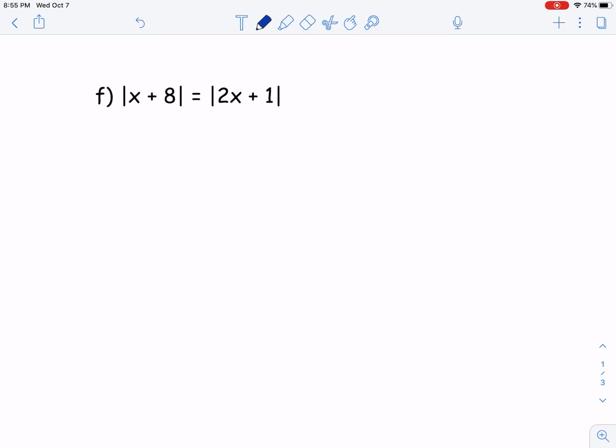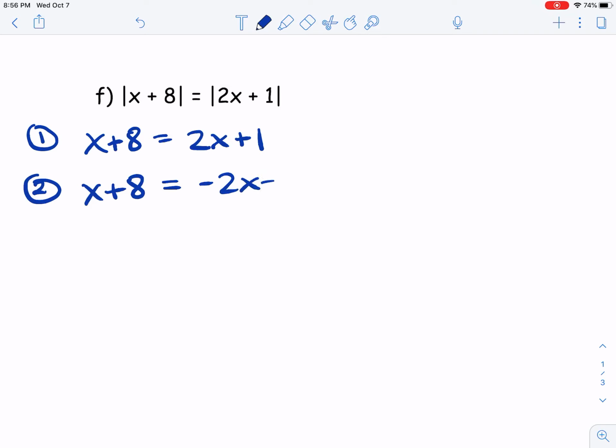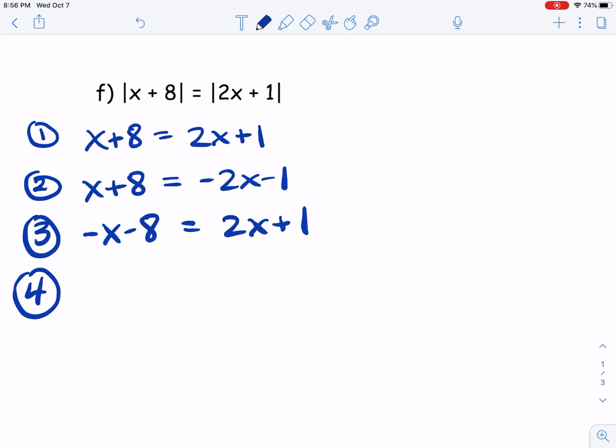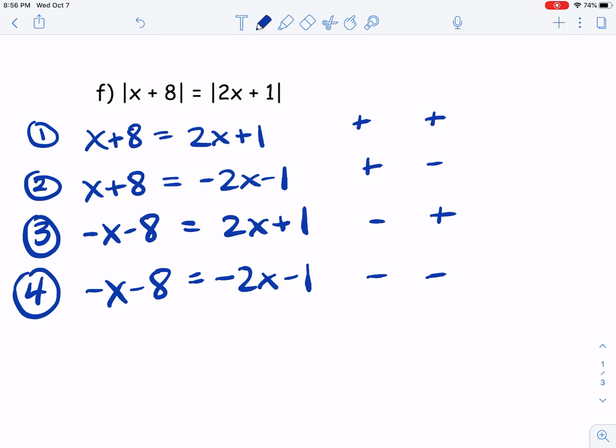So here we go. The first thing that I could do is take the positive of the first and equal it to the positive of the second. That's one thing. Let me just count out real quick. The second thing I could do is take the positive of the first and equal it to the negative of the second. Third thing I could do is take the negative of the first and the positive of the second. And the fourth thing I could do would be to take the negative of both. Those are my four options. This was positive, positive; positive, negative; negative, positive; negative, negative. Those are the only four things that can happen.